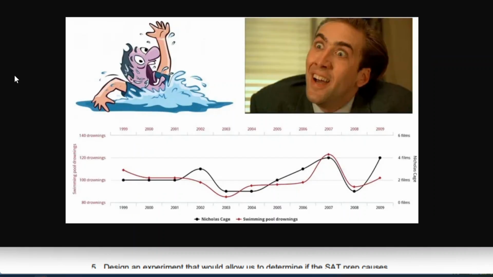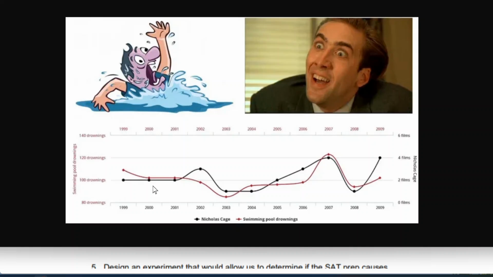Item 2. Nicolas Cage movies and swimming pool drownings. We notice that if there are a large number of Nicolas Cage movies, shown in this black line, then there is also an increase of swimming pool drownings. So here again, both of these have a common cause, but there is no causation between each other.